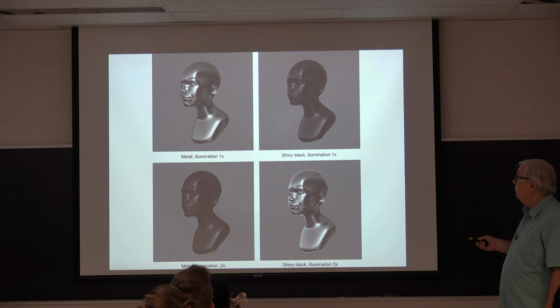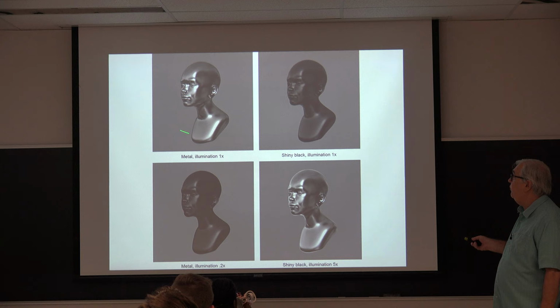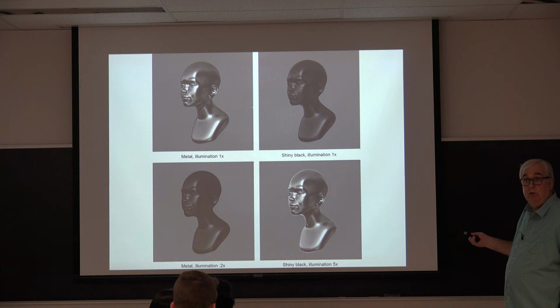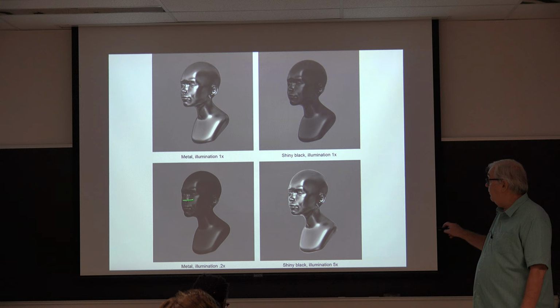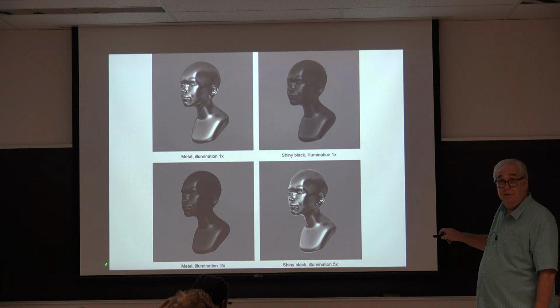These two have the same illumination, and you clearly see the metal one looks like metal, and the shiny black one looks like shiny black. Do you all agree? But now let's play a game. I'll take this one and I'll lower the illumination by a factor of 5. And how does that look? Does that look like metal or shiny black? What do you think? Oh, shiny black.